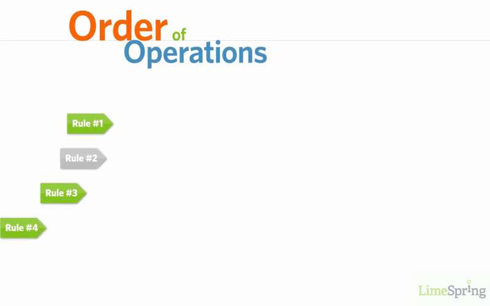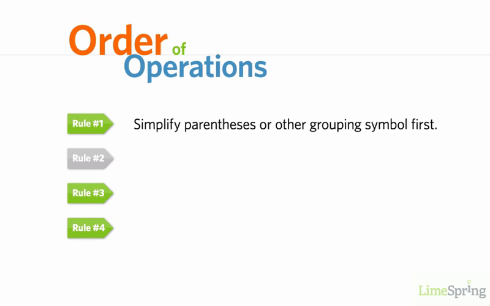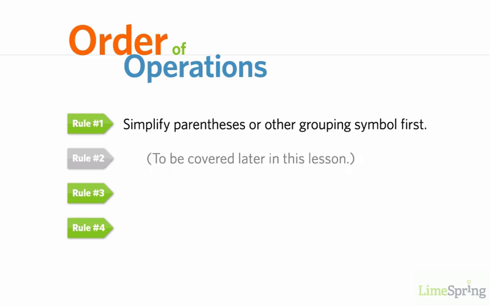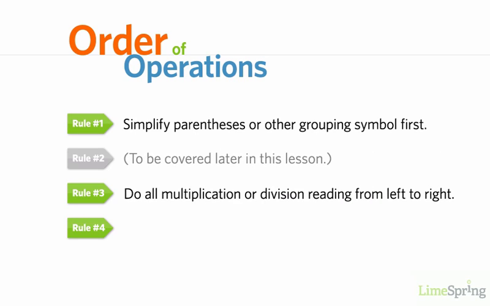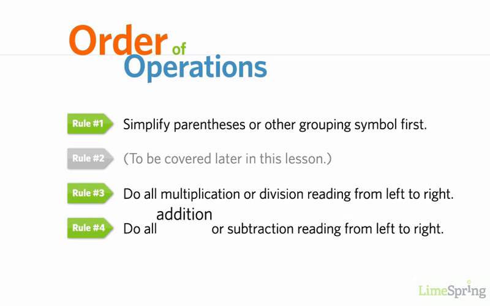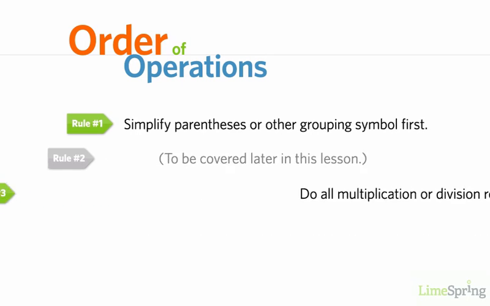So far we have Rule number 1, simplify parentheses or other grouping symbol first. Rule number 2 will be covered later in this lesson. Rule number 3, do all multiplication or division, reading from left to right. And rule number 4, do all addition or subtraction, reading from left to right. Before we add the remaining rule to our list, let's do one problem for review.